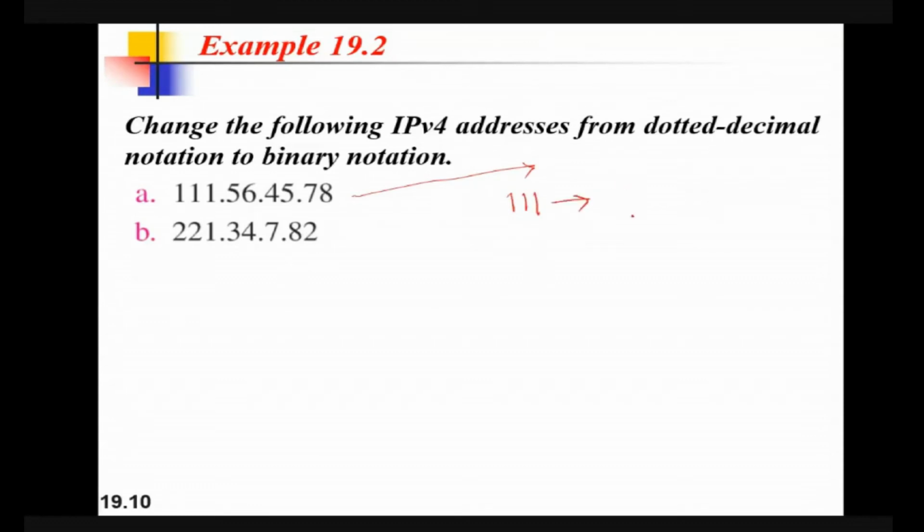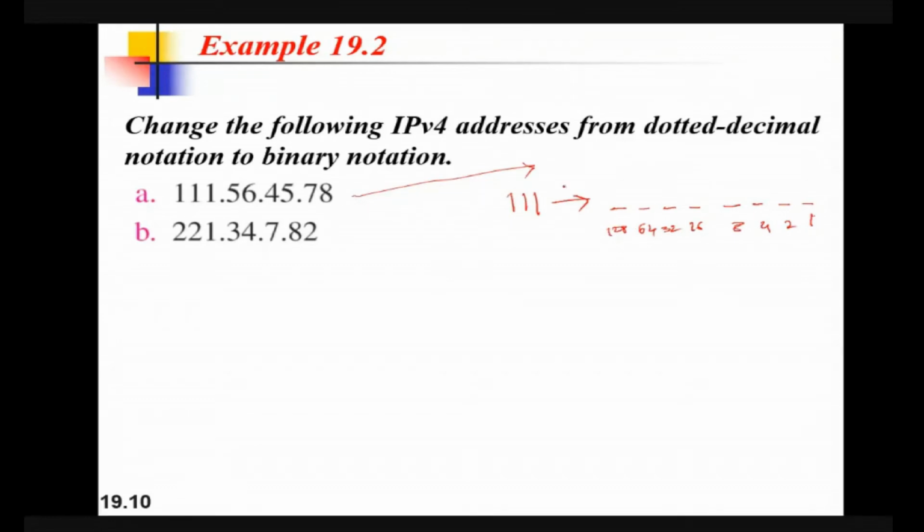Okay, so we know that for representation of this number, how many bits are available? 1, 2, 3, 4, 5, 6, 7, 8. We have a total of 8 bits available to represent this decimal number. So always use 8 bits. Now for 111, write the binary positions as 1, 2, 4, 8, 16, 32, 64, and 128. These are the binary positions.